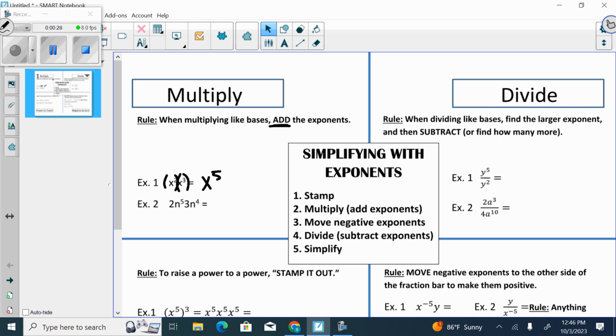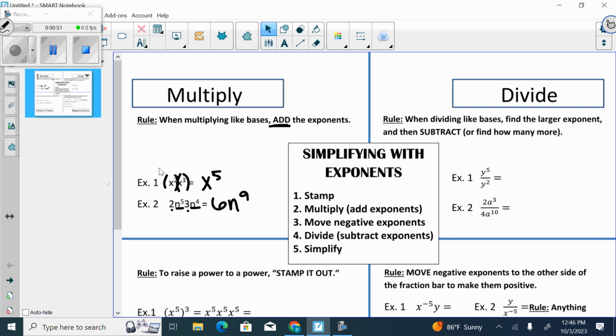All right. Okay, on example 2 here, what do I do with the 2 and the 3? Multiply them, which would give us 6. And then for the n to the 5th, n to the 4th, I do what? Yes, we add them. Good. All right, so that was our very first rule. We learned that at the beginning of last week, right?